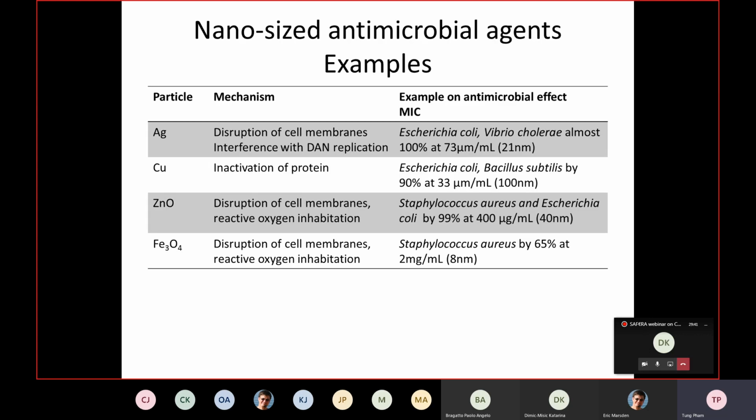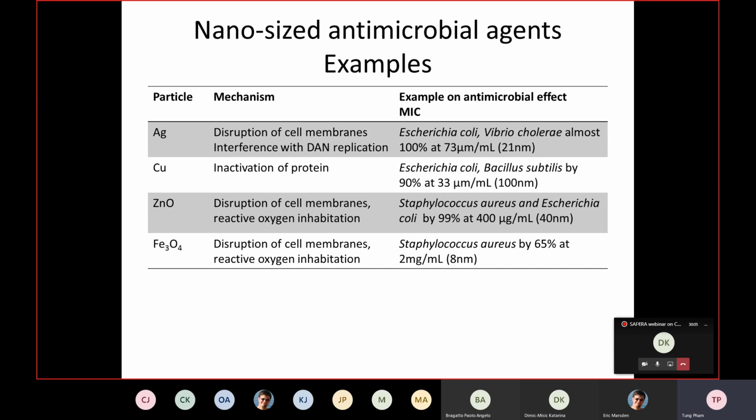Now moving to the nano-sized antimicrobial agents. There are some very prominent examples. As you can see here, I have listed them in the table. For example, we are talking about silver, copper, zinc oxide, and iron oxide, and all of them are based on metals. That's why I would like to talk a little bit more on that one.